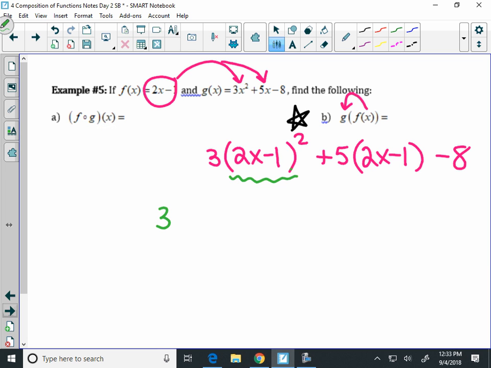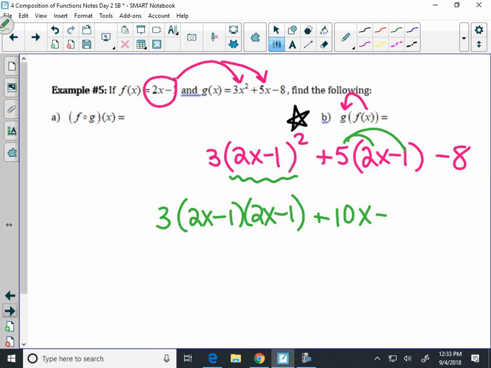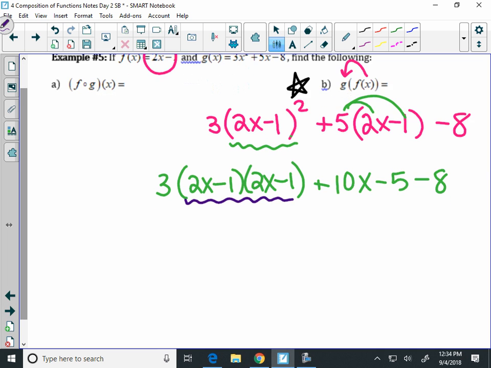So you have 3 times 2x minus 1 times 2x minus 1. And then we can distribute over here if you want to, though. I would do plus 10x minus 5 minus 8. Then I would multiply or FOIL, distribute this 2x minus 1, 2x minus 1 right here. So let's do that one real quick. Redistribute and collect like terms. So when I multiply these out, you should get 4x squared minus 4x plus 1. Yeah?